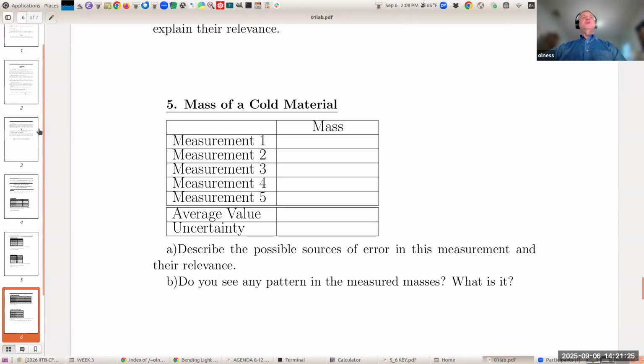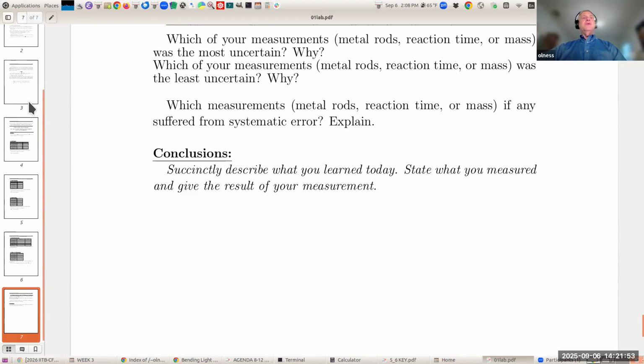Finally, the mass of a cold material. Here we made you measure this over 5 minutes. And the challenge here is that the liquid nitrogen was boiling off. So as a function of time, the mass was going down, and you got numbers that kept going down, down, down. So you can average it and all that, but then you've got a systematic error because you're trying to measure a moving target. So anyway, and then at the end, hopefully you wrote up a succinct set of conclusions.